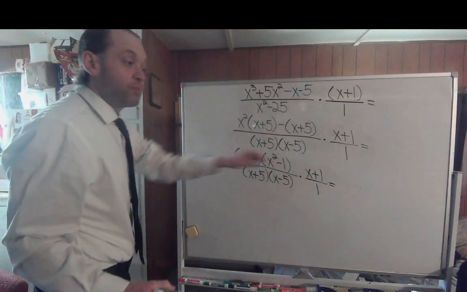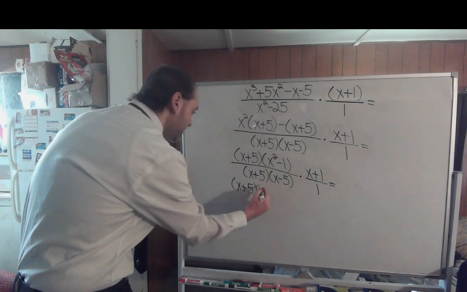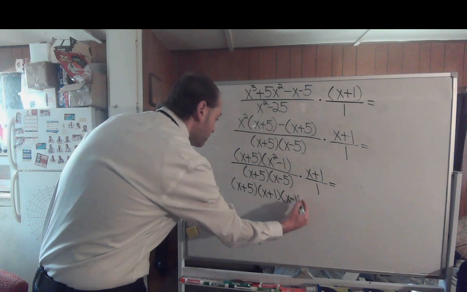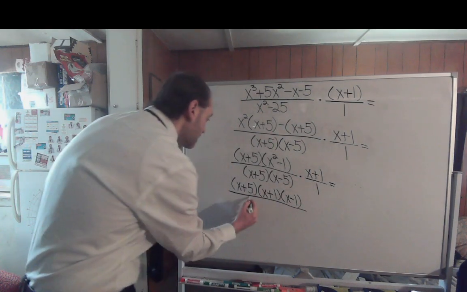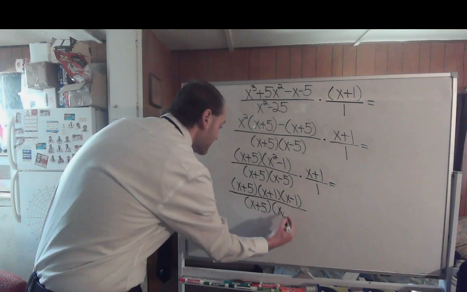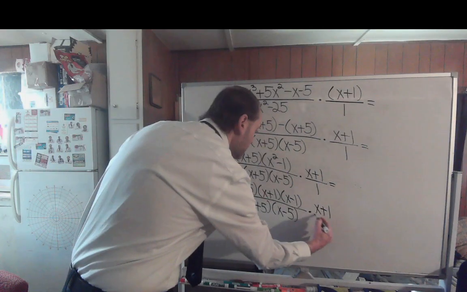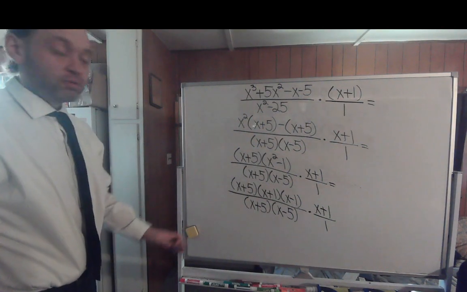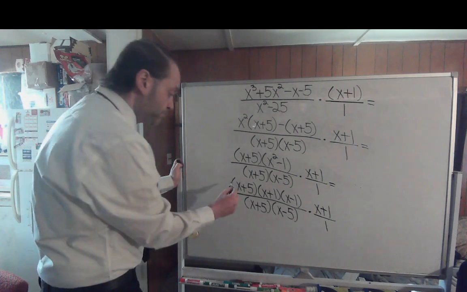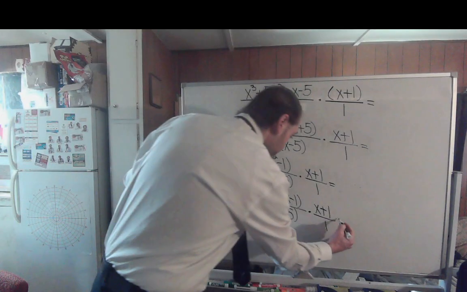That x squared minus 1 will factor even further, into the quantity of x plus 5 times x plus 1 times x minus 1, all over x plus 5 times x minus 5, then times x plus 1 over 1. Okay, we factored completely. Now we're ready to start canceling out. Between numerator and denominator, the x plus 5s will cancel out, and really we've canceled all we could.